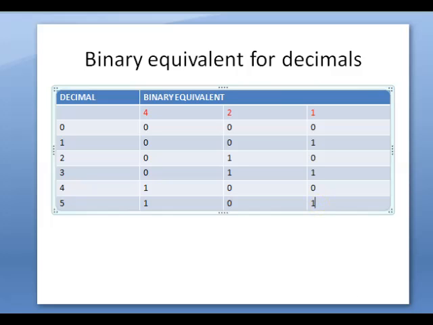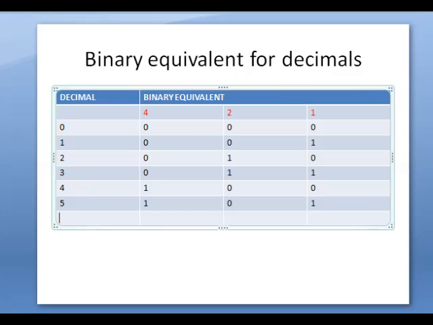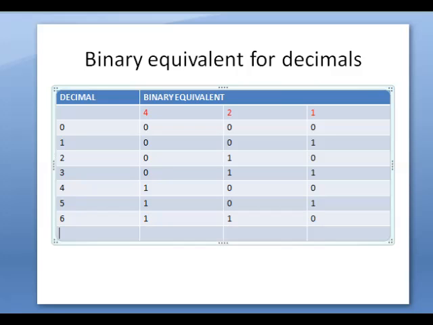The next one is 6. So 6 means you have to write 4 plus 2 is 6. In the fourth place you have to put 1, and in the second place you have to put 1. Here it is 0. The next one is 7. So 7 means 4 plus 2 plus 1 is 7. 4 plus 2 is 6, 6 plus 1 is 7. So it is 1 here, 1 here and 1 here.